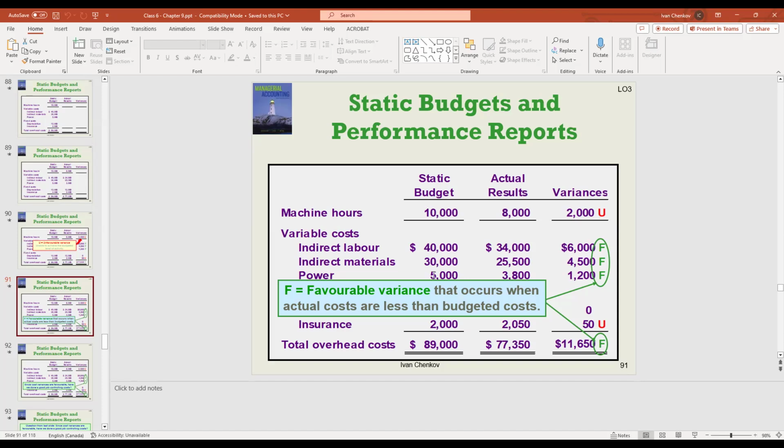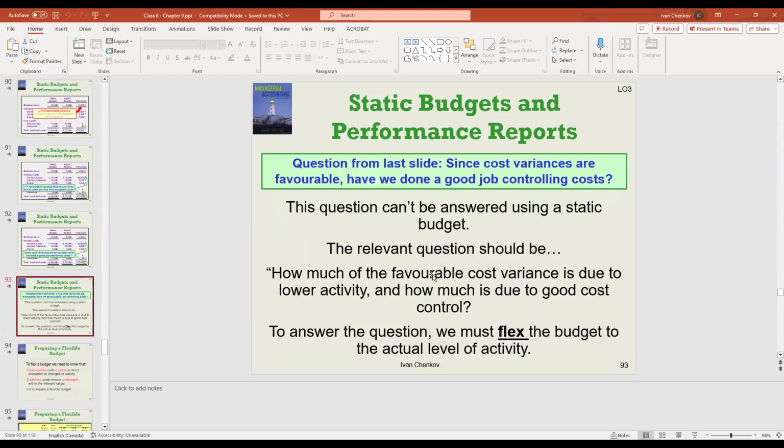On the indirect material, we're expecting to spend $30,000, but we spent only $25,500. So that's $4,500 less than what we expected to spend. That is again a favorable variance for us. Now the question is, are those results accurate for control purposes?